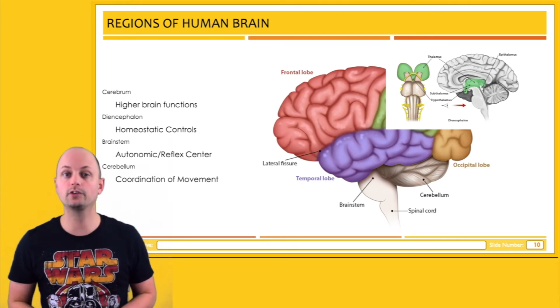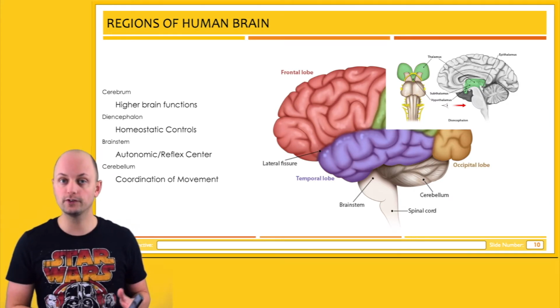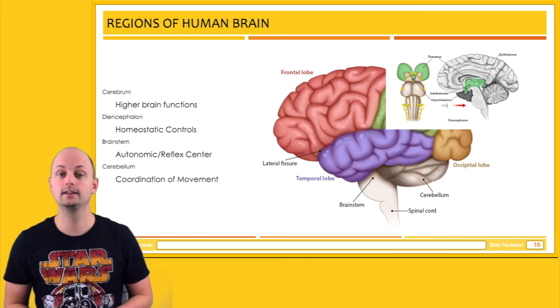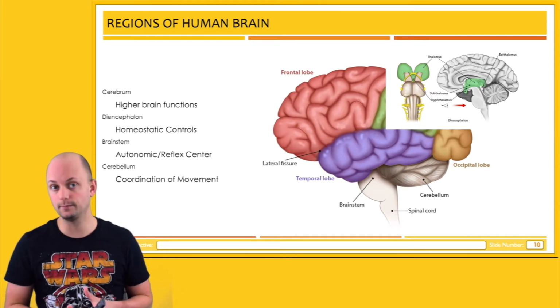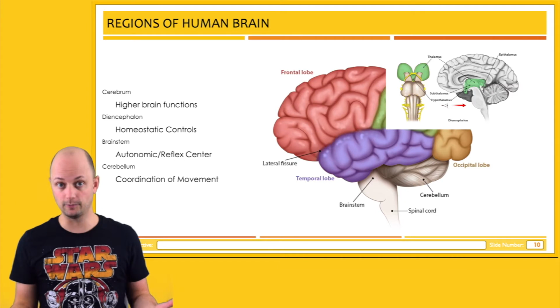In this video, I want to talk about the four major anatomical regions of the brain and their functions. Now, moving from superficial to deep, there's the cerebrum, or the cerebral cortex. Deep to that, you have the diencephalon, followed by the brainstem. And then on the posterior part of the brain is the cerebellum.